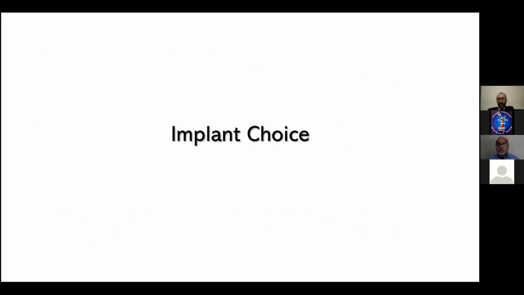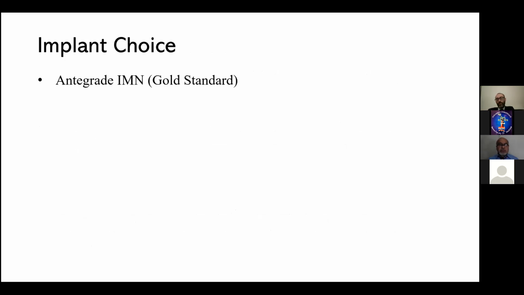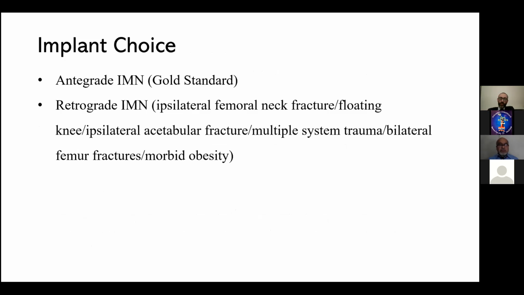Implant choice, it's not a controversy, it's more a straightforward thing, because antegrade intramedullary nailing is the gold standard. Can we go for retrograde nail? I think Professor Absalam will have a spot over this, because it's mostly about the distal femoral fractures. We can do it in shaft fracture if there is ipsilateral femoral neck fracture, floating knee, ipsilateral acetabulum fracture to get some space for the acetabular incision, polytrauma patient, or bilateral fractures, or morbid obesity patient that you cannot get enough space at the hip joint.